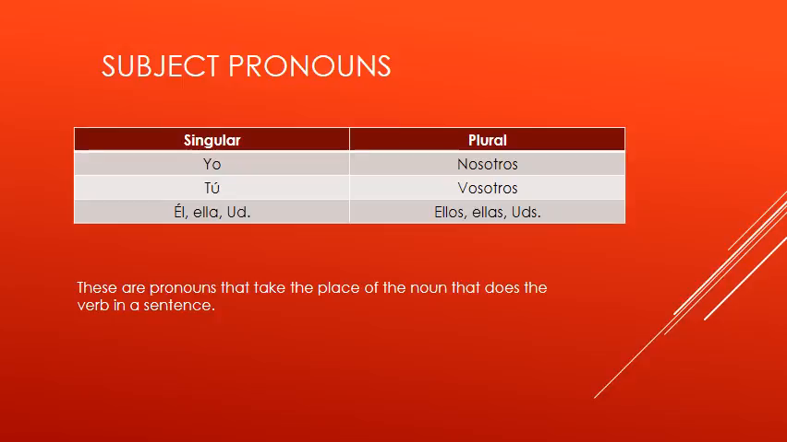These are pronouns that take the place of the noun that does the verb in a sentence. For example, yo camino means I walk. I say yo so that I don't have to speak about myself in the third person. Crystal walks just sounds weird.